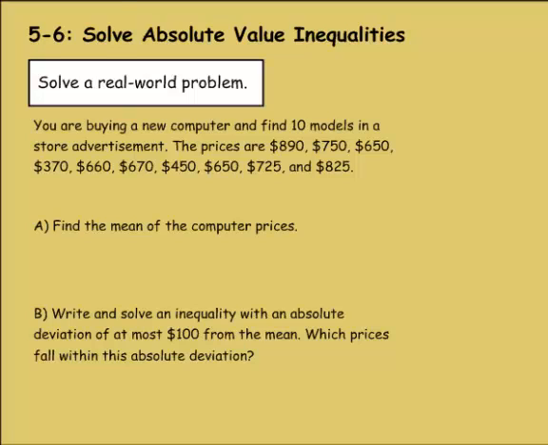Let's look at a real-world situation then. You are buying a new computer and find 10 models in a store advertisement. The prices are $890, $750, $650, $370, $660, $670, $450, $650, $725, and $825. First we need to find the mean, or the average, of the computer prices. So we've got to add them all together and divide by 10.